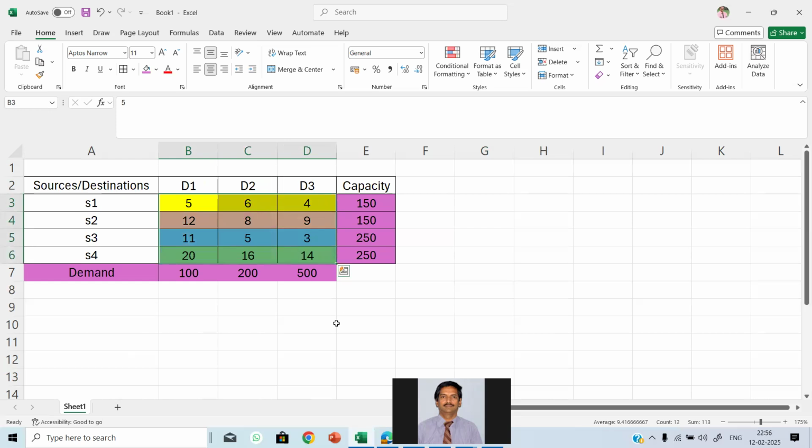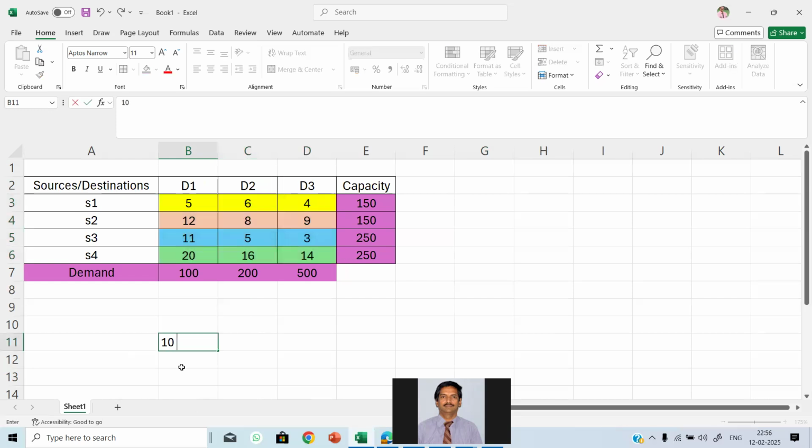So how many units? Suppose 5 rupees is S1 to D1. Suppose I am transporting 10 units, right? So I am transporting 10 units from S1 to D1. That implies what is the cost of transportation?